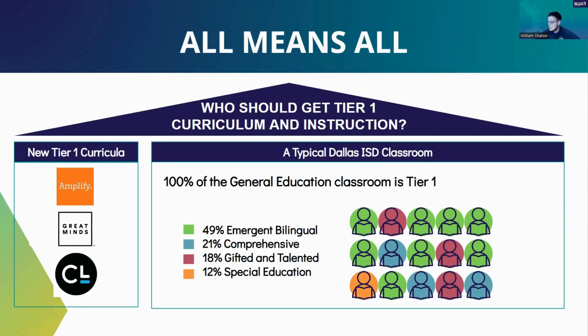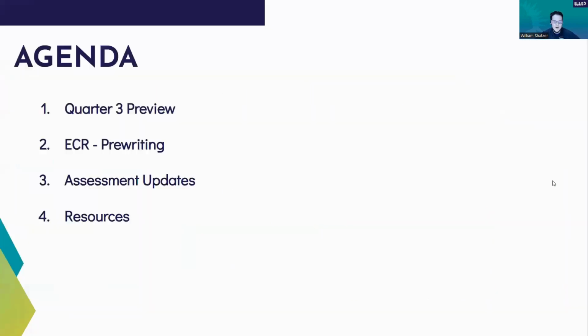Tier 1 instruction represents high-quality, district-approved teaching strategies that benefit all learners, whether they are emergent bilingual, comprehensive, GT, or special education. By scaffolding, we can address diverse needs within the regular classroom setting, promote academic success for students with varying abilities, and cultivate a sense of belonging. We ensure inclusivity to Tier 1 instruction because in Dallas ISD, all means all.